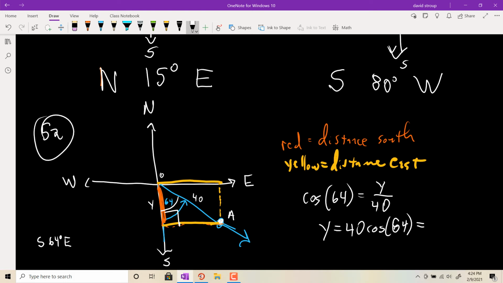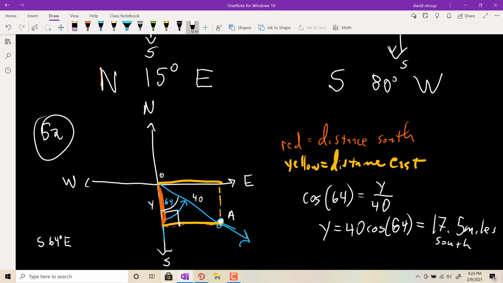And I don't know what approximation they want. What is this, 52? It doesn't really tell you what approximation they want. I'll just go to one decimal. So this is 17.5 miles, and we traveled south.